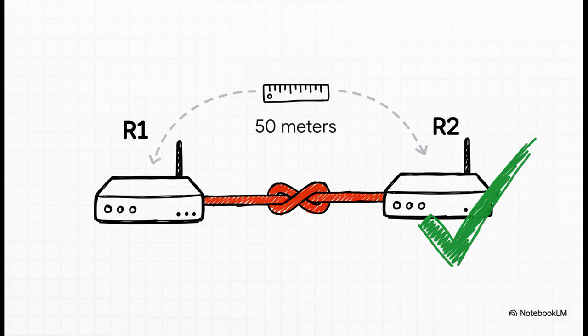Let's apply this to our first router-to-router connection. The distance is only 50 meters, which is safely within that 100-meter copper limit. And since we're connecting two similar devices, two routers, we know we need a crossover cable. So a simple copper crossover is the perfect tool for the job.